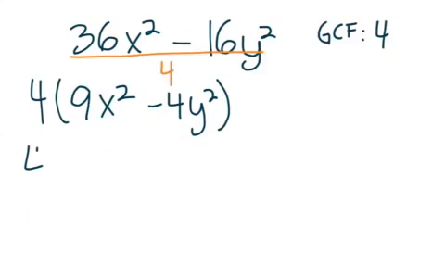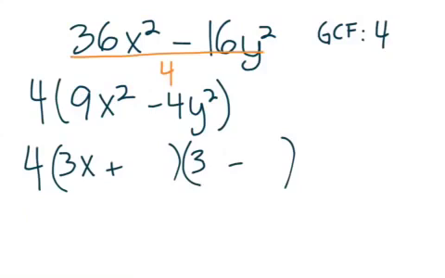So I keep my GCF on the outside and I make my plus and minus. I have to take the square root of 9x squared. So the square root of 9 is 3, and the square root of x squared is x. So I put 3x in both of the first places. And then I have to take the square root of 4y squared. The square root of 4 is 2, and the square root of y squared is y. So I put 2y in both of the second places. And that is my final answer.